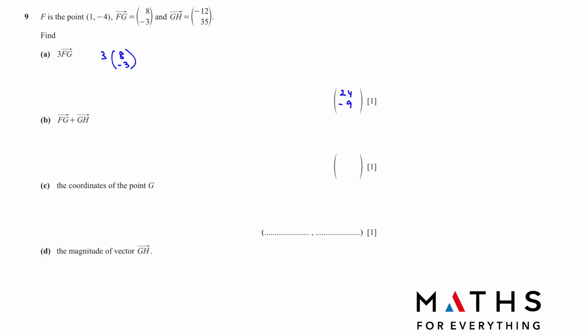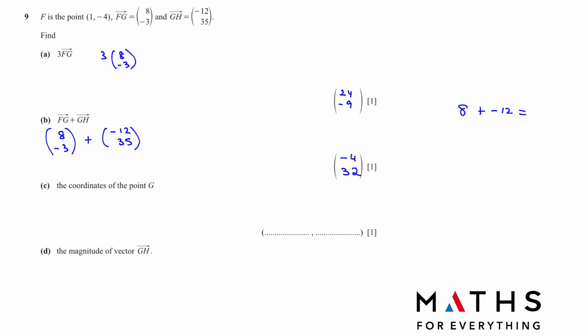We want to find FG plus GH. FG is 8 and negative 3 plus negative 12 and 35. What you can do is in the calculator you write 8 plus negative 12 and the answer you get, you write it here. Same way, negative 3 plus 35, you write the answer here. We need to find the coordinate of the point G.